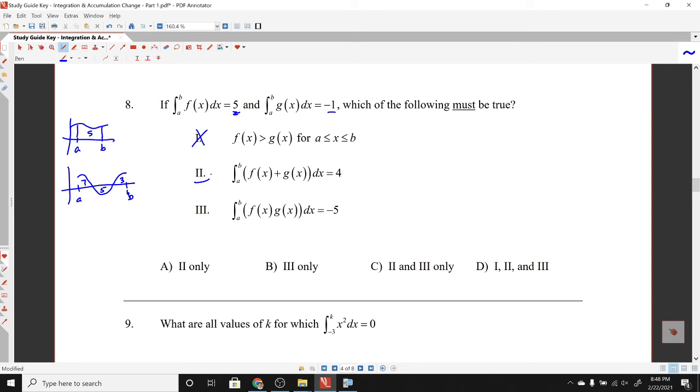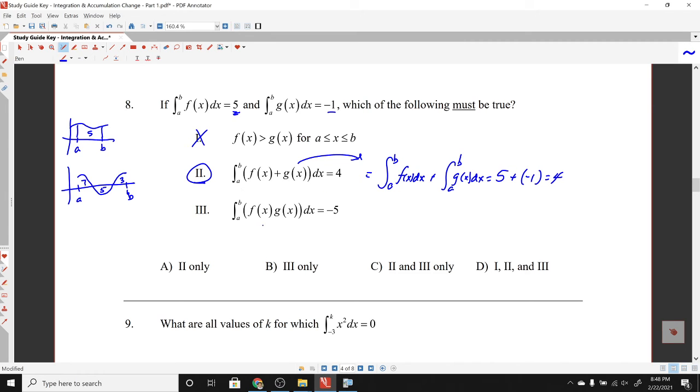However, 2 is true because we have the sum and difference rule for integrals. It says the integral from a to b of f of x plus g of x is equal to the integral from a to b of f of x dx plus the integral from a to b of g of x dx. And therefore, that would be equal to 5 plus -1, which is going to be 4.